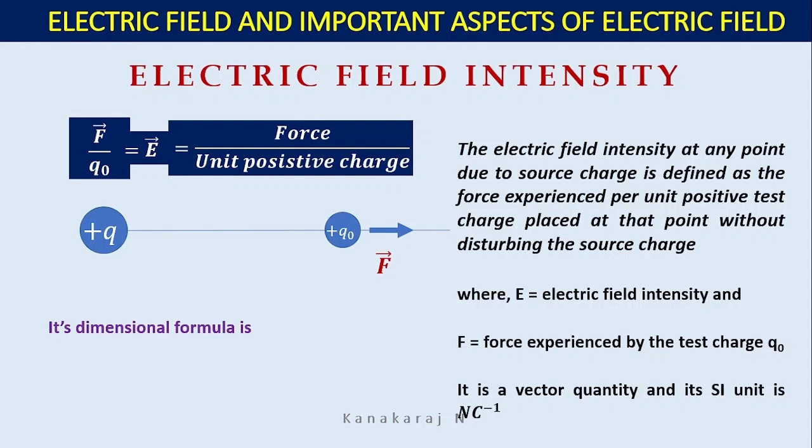The dimensional formula of electric field intensity is force per charge, which is M L T power minus 2 divided by A T, equals M L T power minus 3 A power minus 1. This is the dimensional formula of electric field intensity.